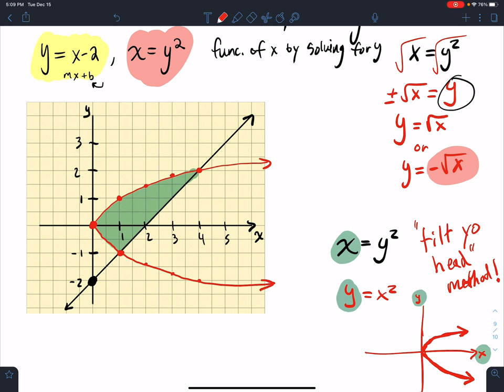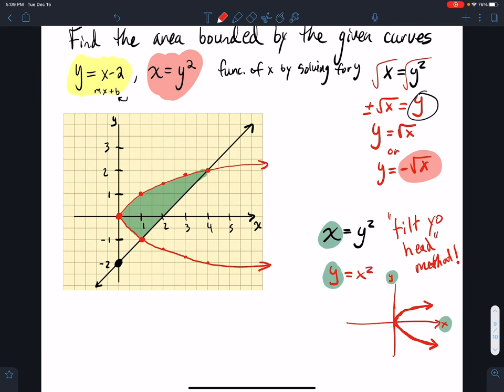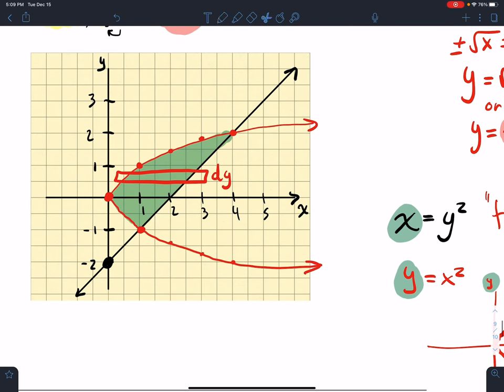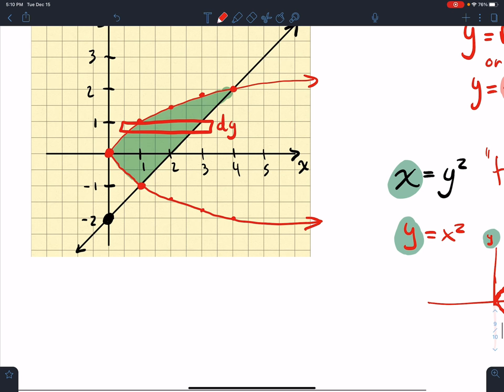Let us now find the area dy easy. So what does that look like? I'm going to draw my dy. Is the line always the right side? Yes. Is the left side always the parabola? Yes. So it is dy easy.